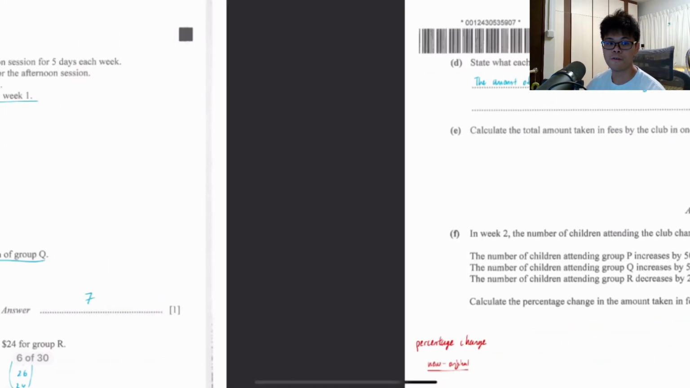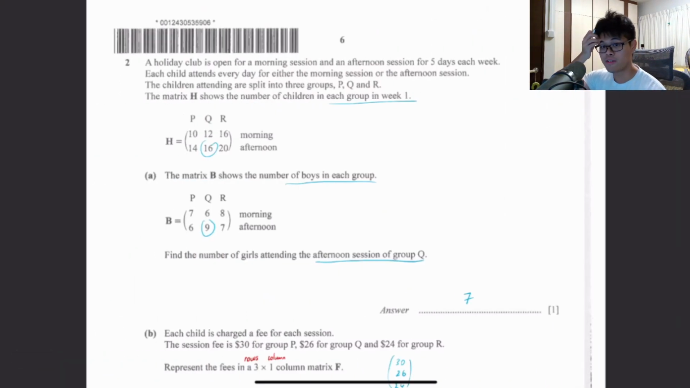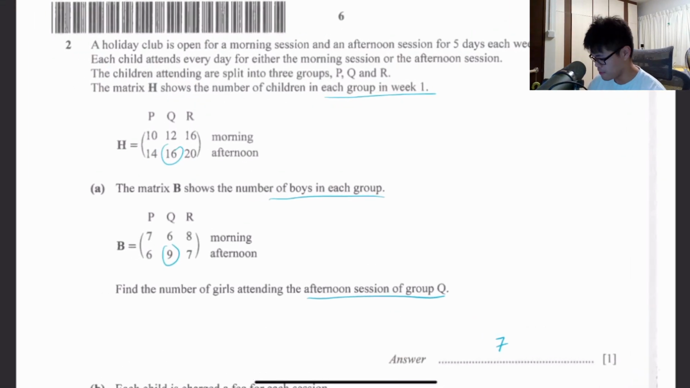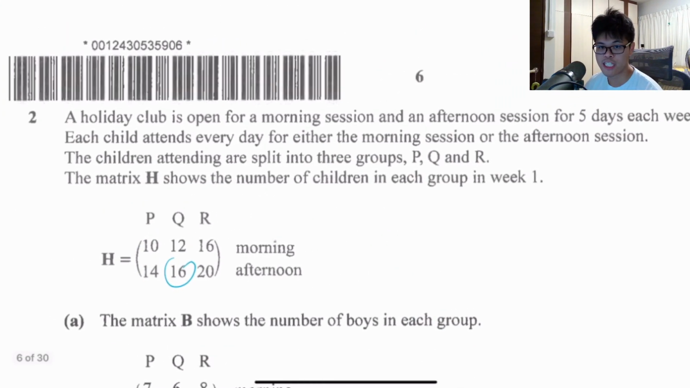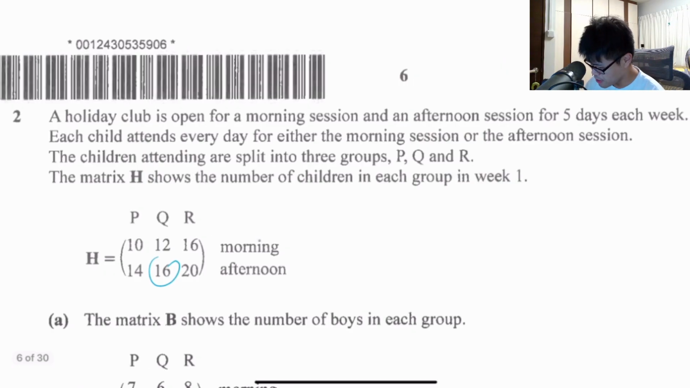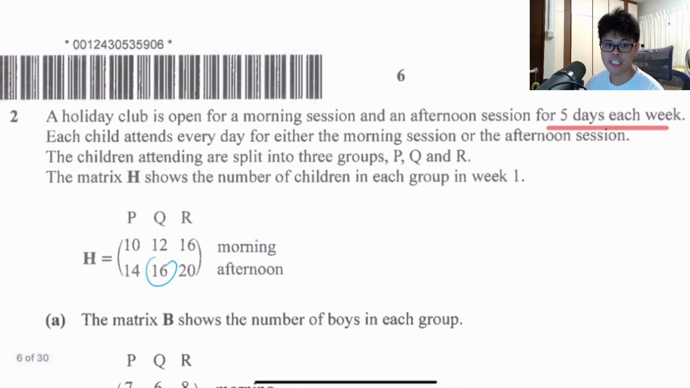Okay, so this is 2020 O-Level Math, paper 2, question 2. And this is a matrix question. So let's read the question first. A holiday club is open for a morning session and an afternoon session, 5 days each week. Each child attends every day for either the morning session or the afternoon session. So there won't be duplicates, it seems.